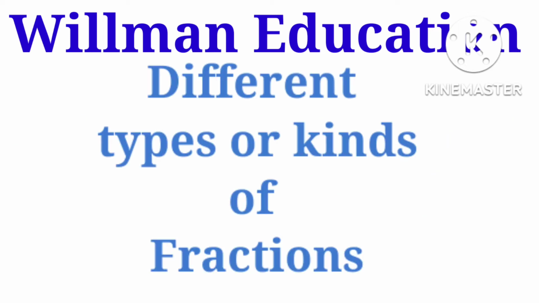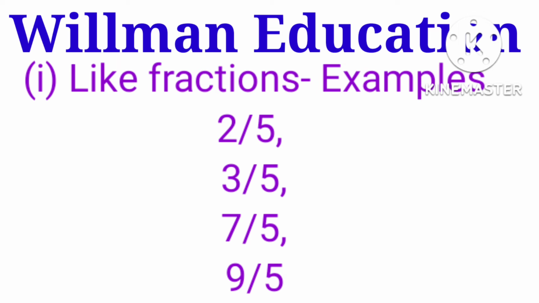Different types or kinds of fractions. Number 1, like fractions. Examples: 2 by 5, 3 by 5, 7 by 5, 9 by 5. Over here what we see is that all the denominators are the same, that means all alike, so they are known as like fractions.